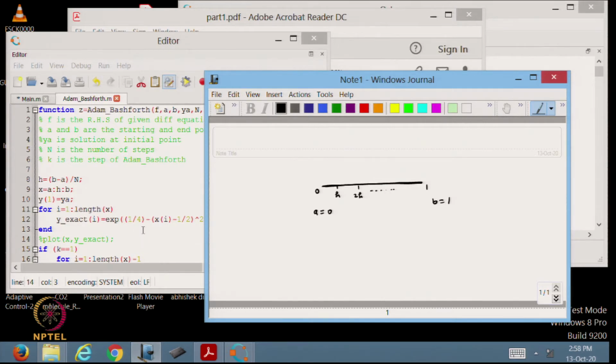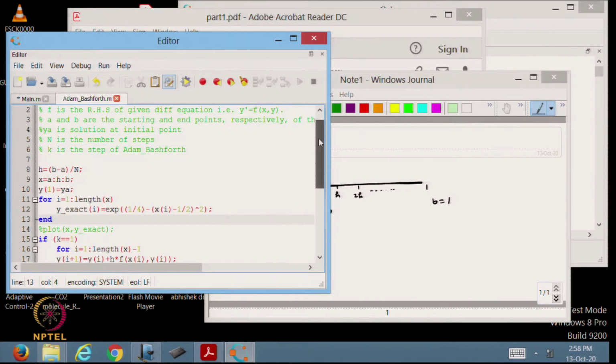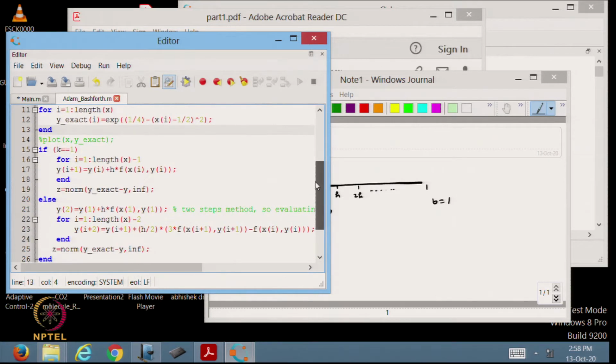After that again we are taking the concept of a loop for i is equal to 1 colon length of x, and then we are sampling the exact solution which we already know, which will be in the following form. So this is the exact solution of our initial value problem. We are also implementing the exact solution so that we can compute the error. And then we have chosen an if else command to categorize based on different steps.